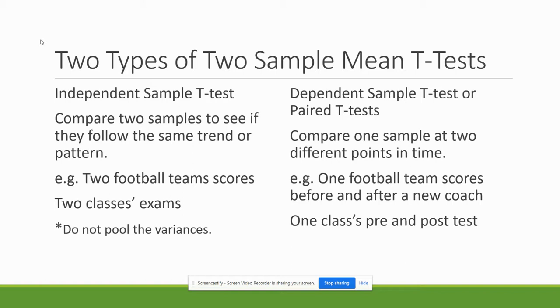Now, dependent sample t-test or paired t-test, you're comparing two samples at different points in time. So you could look at one football team score before and after a new coach, one class's pre and post test. That is the most common that I really see dependent sample t-test being done.